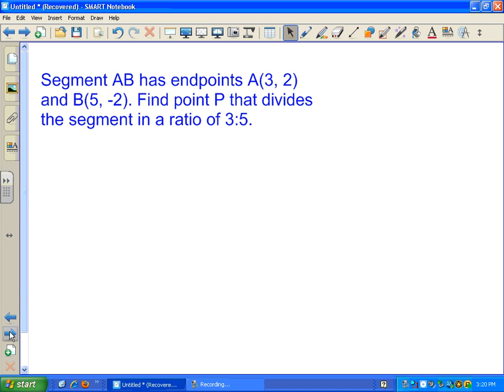Segment AB has endpoints of A at (3, 2) and B at (5, -2). So let's start there. Let's go ahead and draw a sketch of what this segment looks like. We're going to call this point A and it's at (3, 2). And then we'll draw point B over here and it's at (5, -2).